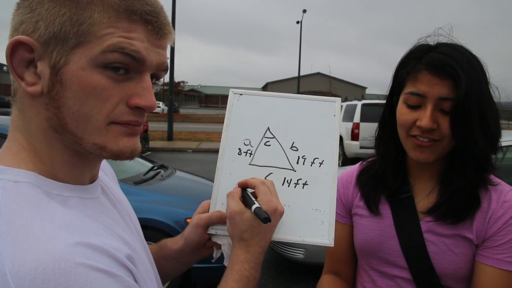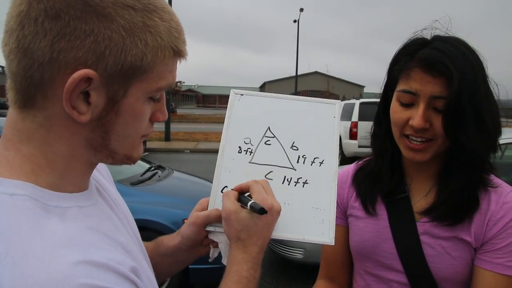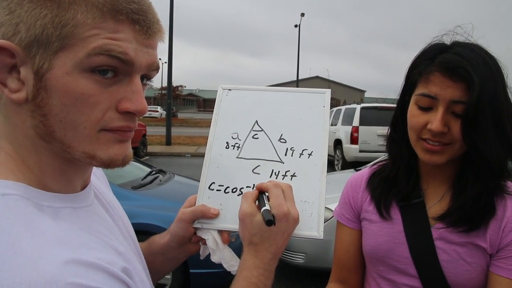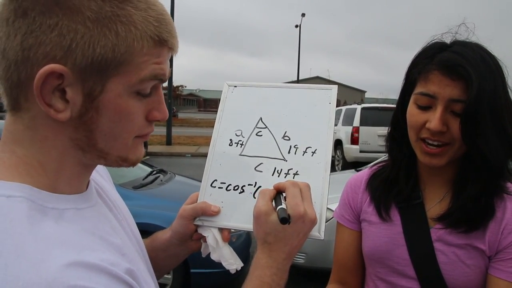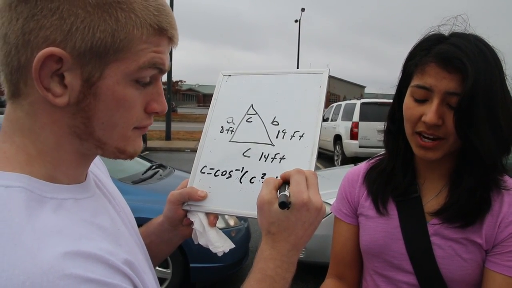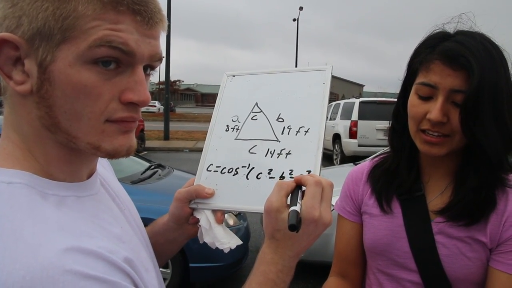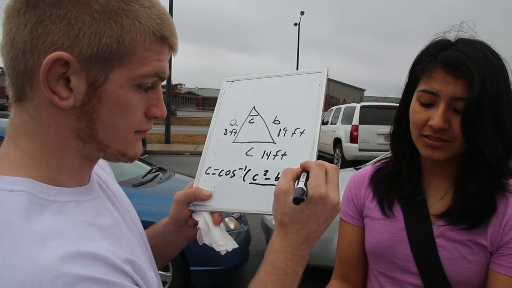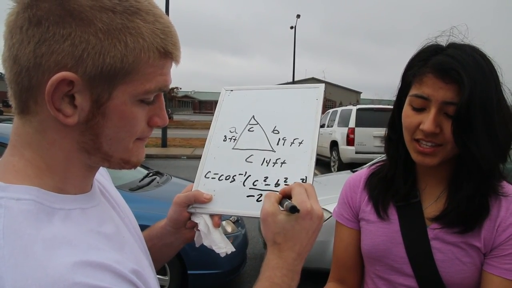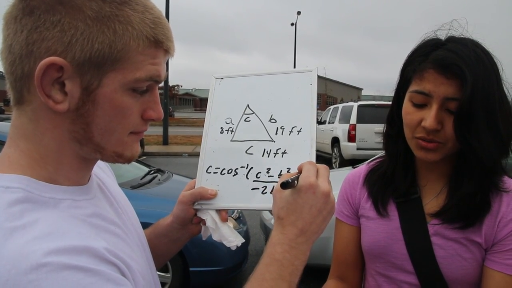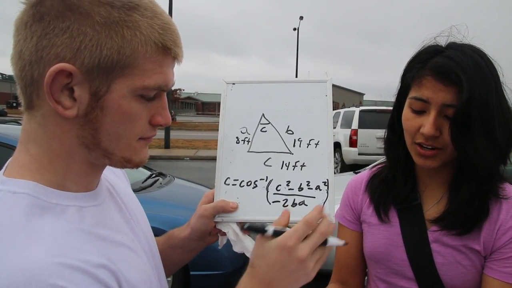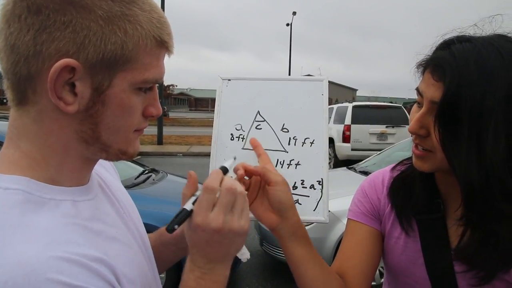Then we substitute the given information for variables in the law of cosines, which is C equals cosine negative 1, parentheses, c squared minus b squared minus a squared, all divided by negative 2ba. In this version of the law of cosines, the angle we are trying to find sets the layout for the rest of the equation. Angle C here corresponds to the placement of c here.